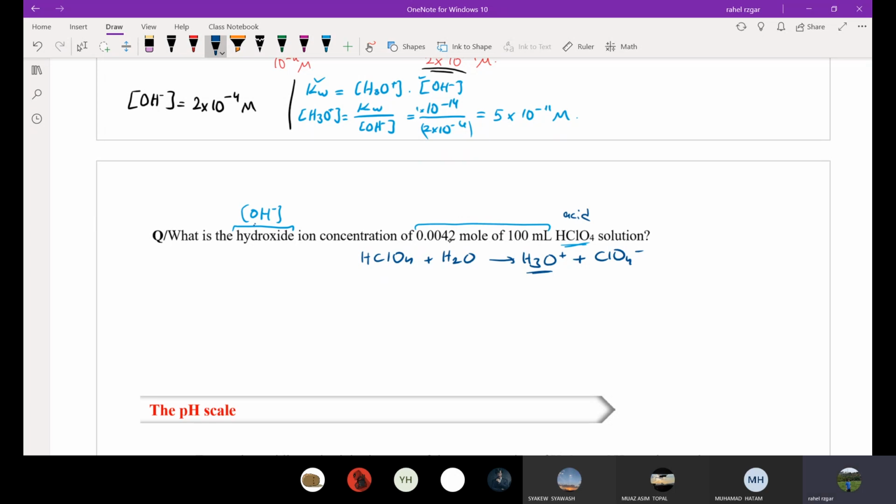Where do we get the concentration of H3O? From HClO4. So first, the concentration of HClO4 must be found. How can we find the concentration of HClO4? The mole is given, the volume is given, so step 1, molarity is equal to mole over volume.